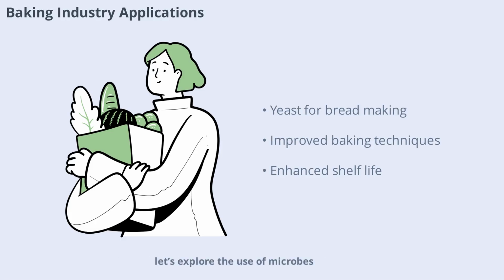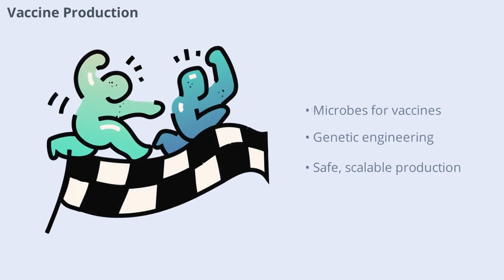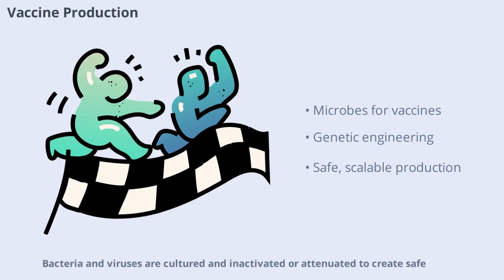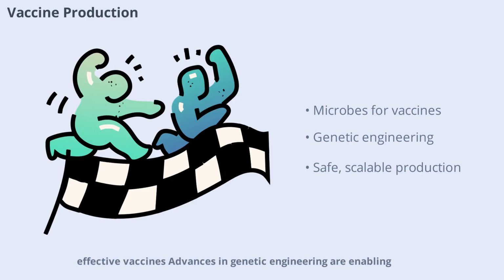Now, let's explore the use of microbes in the pharmaceutical industry for vaccine production. Microorganisms are used to produce vaccines that protect against infectious diseases. Bacteria and viruses are cultured and inactivated or attenuated to create safe, effective vaccines. Advances in genetic engineering are enabling the development of new vaccine types, including mRNA and recombinant vaccines. Microbiology ensures the safety, efficacy, and scalability of vaccine production.